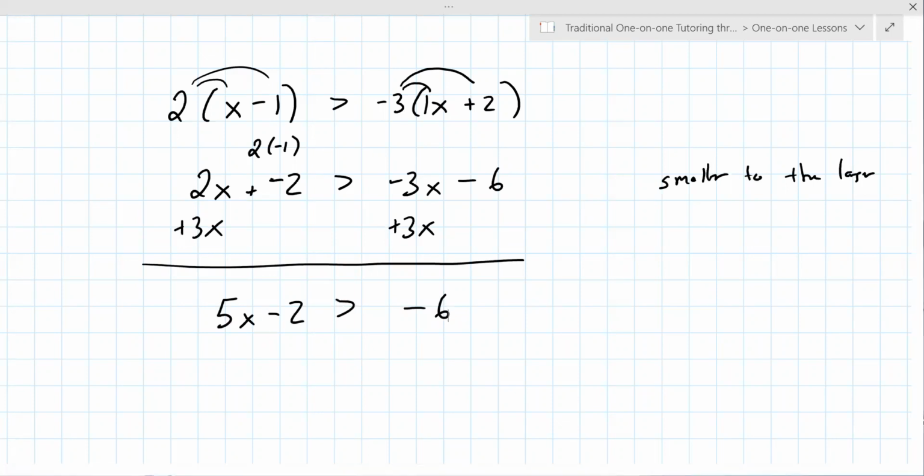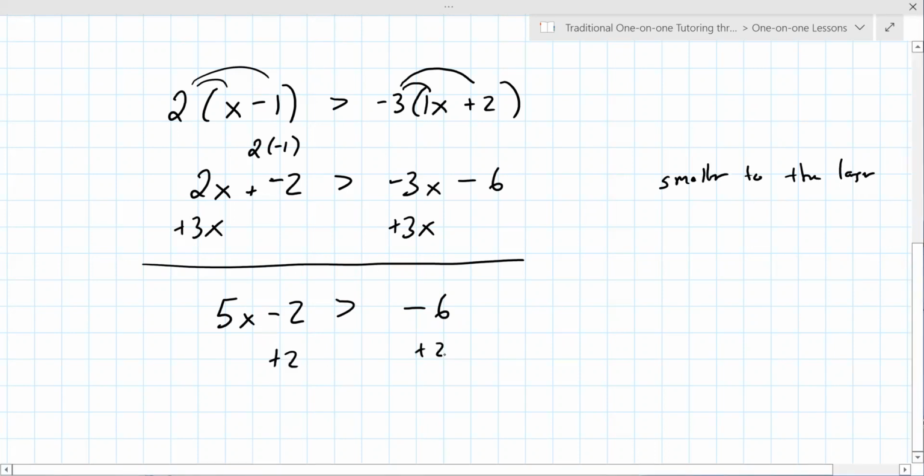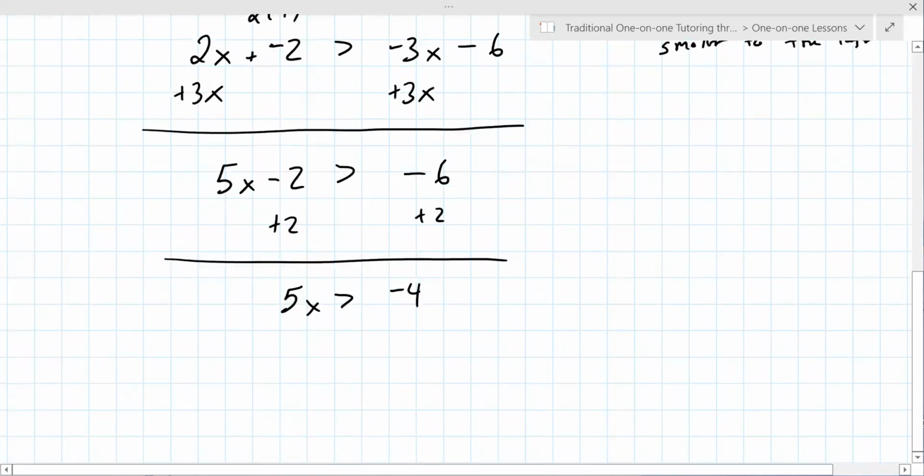That cancels out, and then would you subtract 5 from 5x? What about this minus 2 here? Oh yeah, you would add 2 to both sides. Okay, good. What do you get on the right-hand side? Negative 4. Okay. What is the last step? You're almost there. Divide by 5 on both sides. Divide by 5. Good. Okay, that's fine there.